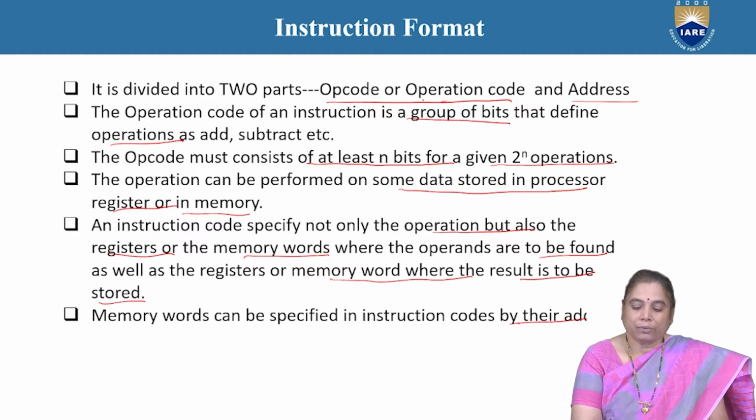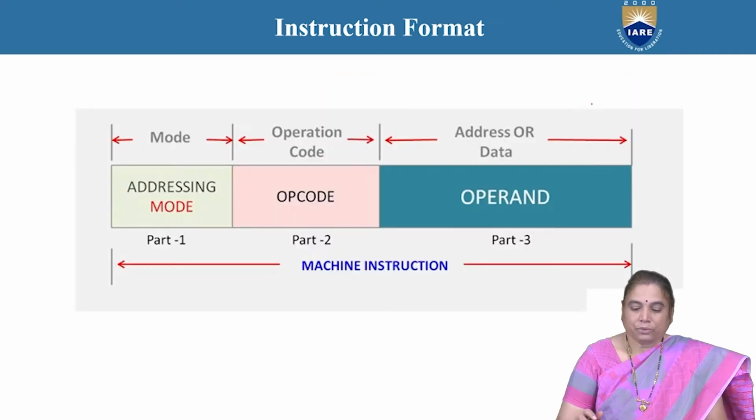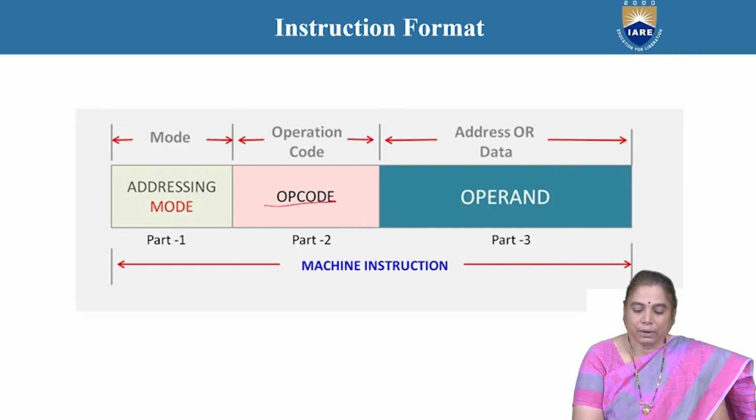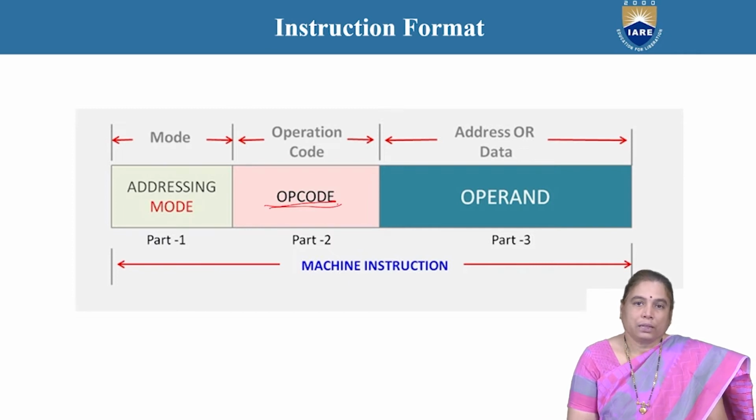Memory words can be specified in instruction code by their address. So two parts, one is the opcode, the second part is the address. So this is the format of the instruction. Majorly two parts. One is the opcode, which can specify the operation. The basic operations can be either arithmetic operations like addition, subtraction, multiplication, division, or logical operations like AND, OR, XOR, otherwise shift operations, shift left, shift right, like this. The operation can be specified with the help of opcode.